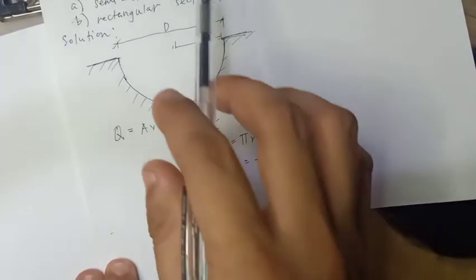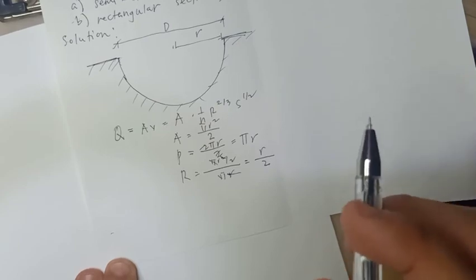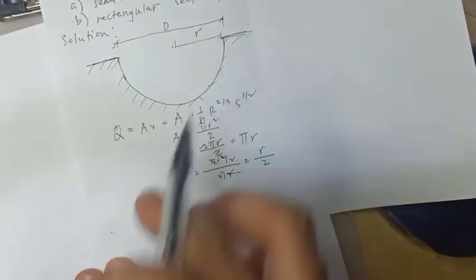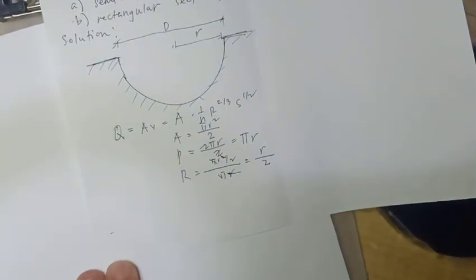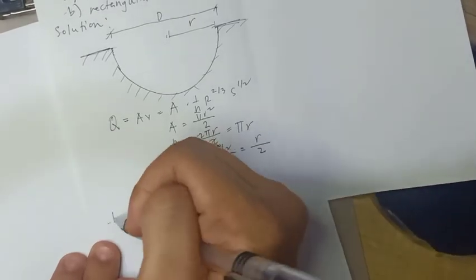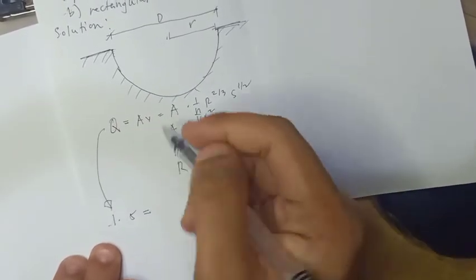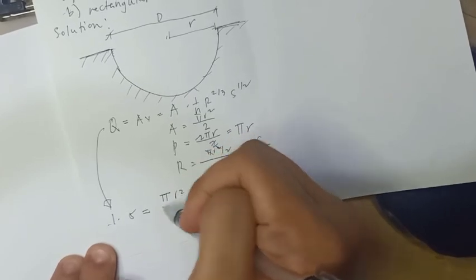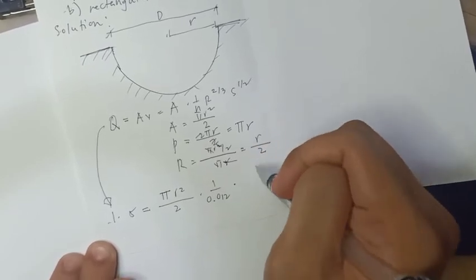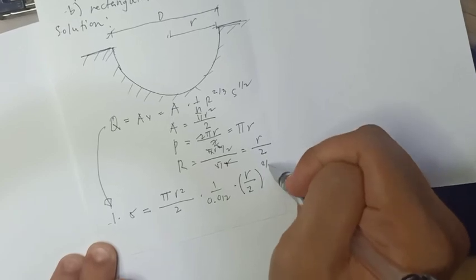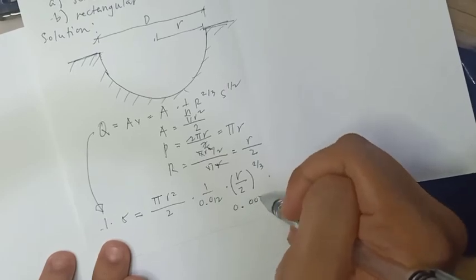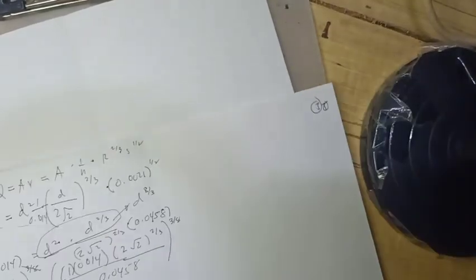And given the discharge of 1.5 as well as the slope, we can find the depth, since the diameter and radius are related, we can find D and R. So, 1.5 equals the area, pi r squared over 2, times 1 over n, where n is 0.012, times R, which is r over 2, to the 2/3, and S is 0.007 to the 1/2.